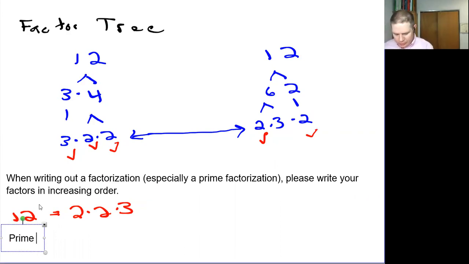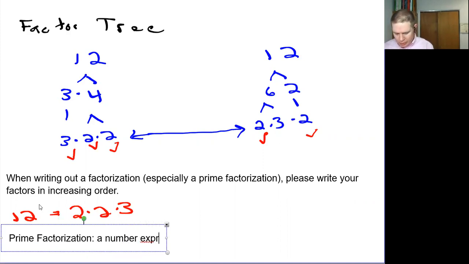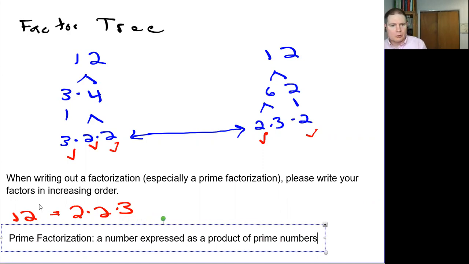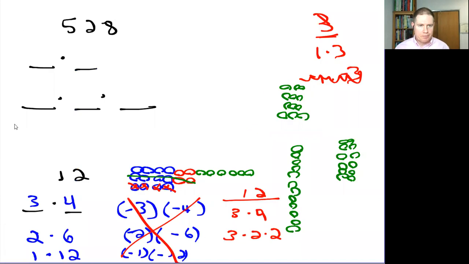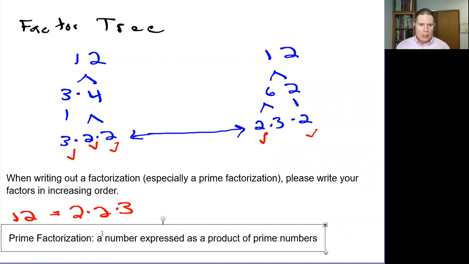Right? So prime factorization is a number expressed as the product of prime numbers. And once you've got all prime numbers, there's nothing left to do on my factor tree. That's as fully factored as it can be. If I think of splitting it up, whether it's 2 or 3 or 5, that's the most individual numbers I can multiply and get that starting number. Right? So prime factorization, a number expressed as a product of prime numbers.